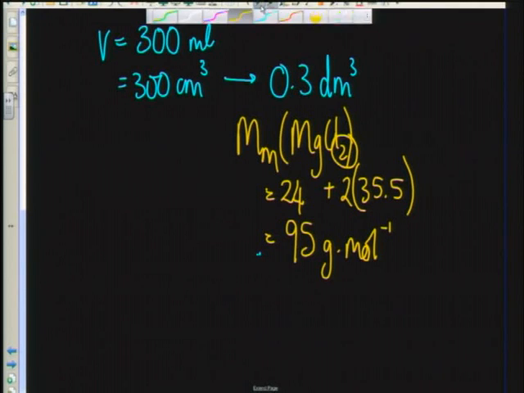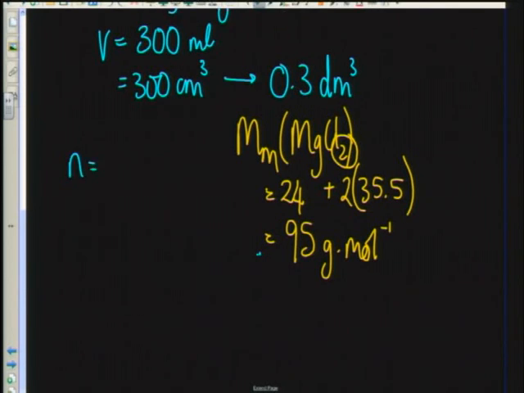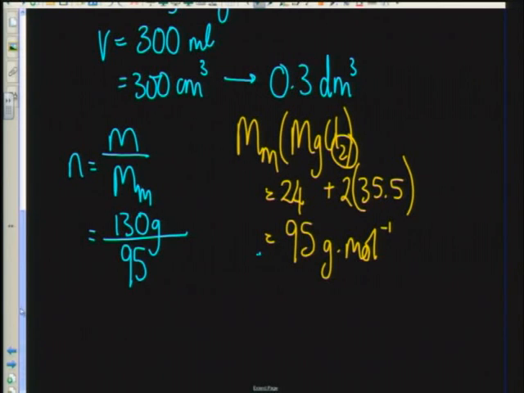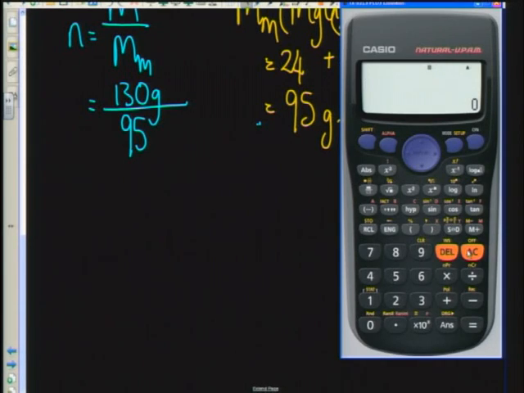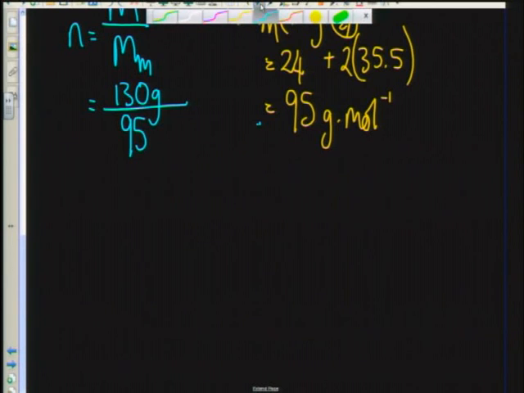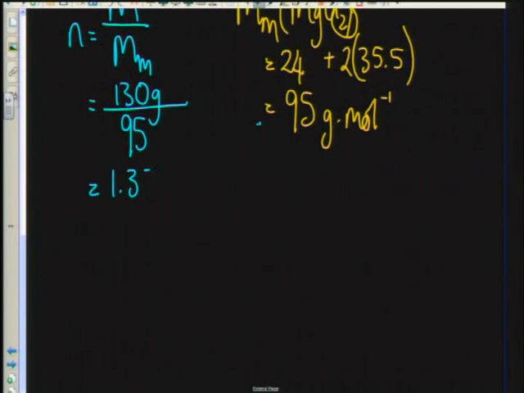Now let's go across and work out the number of moles. So number of moles is equal to mass over molar mass. I started with 130 grams. That's what my question told me, 130 grams. And 1 mole has a mass of 95 grams. 95 grams in 1 mole. So back to the calculator, and we have there 130 divided by 95 is equal to 1.36. Let's round that off to 1.37, and this is moles of magnesium chloride.